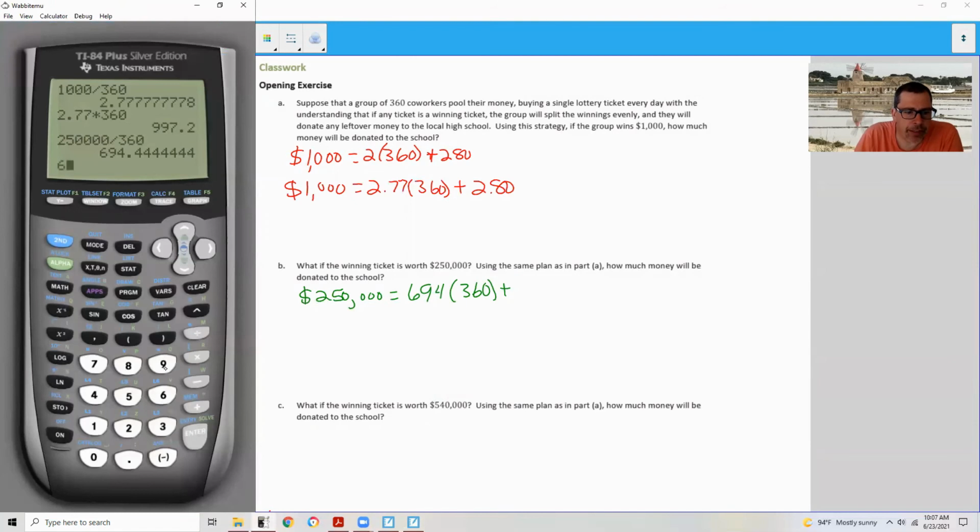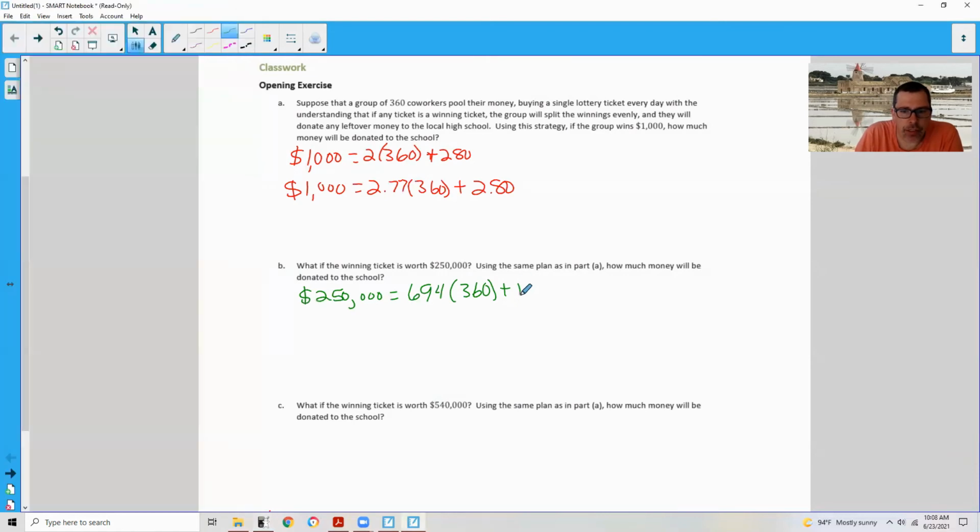So if I take 694 times 360 people, that's $249,840. That leaves $160 out of that 250. Okay. How much did I say? Yeah, $160. Okay, so $160 would be donated to the school doing this.